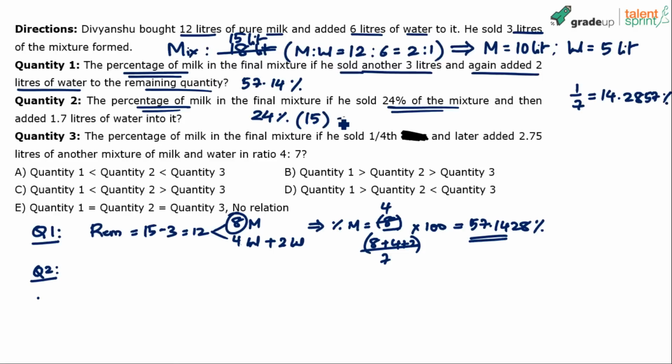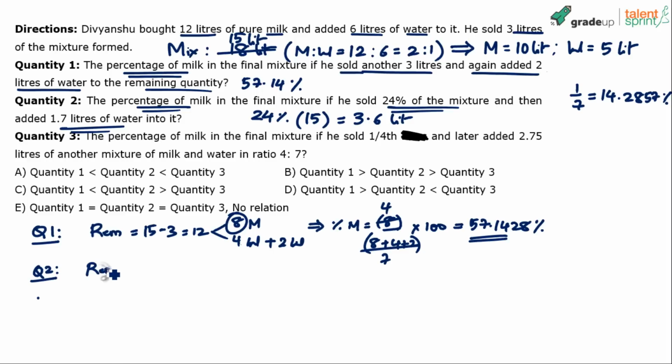24% of 15. How much is 24% of 15? Anyone? 24% of 15 is going to be 3.6 liters. Right? 20% of 15 is 3. 4% of 15 is 0.6. So 3.6 liters, which means he has sold 3.6 liters. Initially he sold 3 liters. Now he has sold 24%, which is 3.6 liters. And then he has added 1.7 liters of water to it. Earlier he added 2 liters of water. Now he has added 1.7 liters. So everything remains the same.